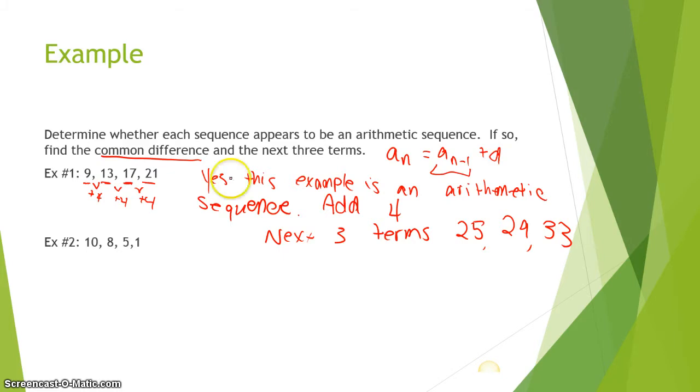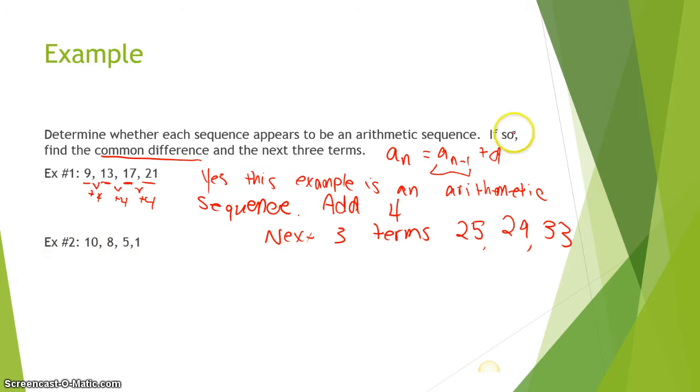Let's now look at example number 2. Here we're going to determine if 10, 8, 5, and 1 is an arithmetic sequence, meaning when you add or subtract a number, you find a pattern taking place. And so if we do find a pattern, we have to find that common difference and then the next 3 terms.